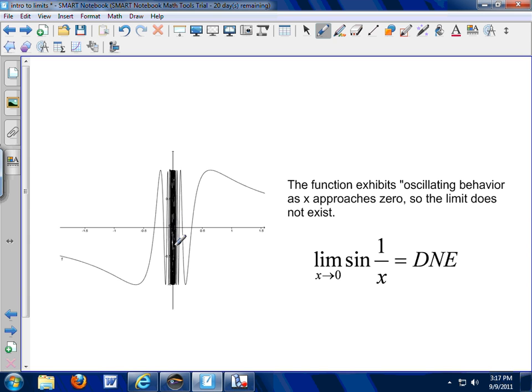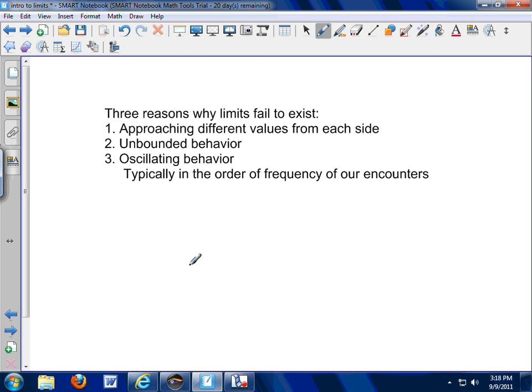All this black area here, it's just the thing bouncing up and down, up and down, up and down. If you zoomed in, it would be even worse and worse and worse. So we get this oscillating behavior as we approach 0, and so the oscillating behavior is another reason why the limit doesn't exist. If we can't clearly see what's going on, we don't know what's going on. No matter how much I zoomed in, I'm going to get this same sort of looking graph right there.